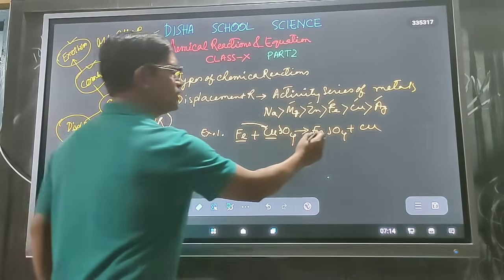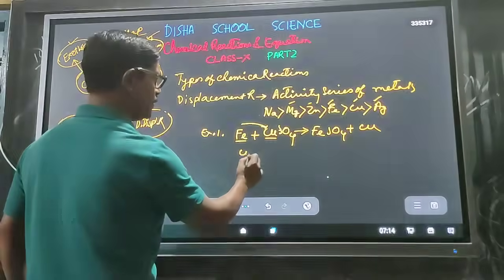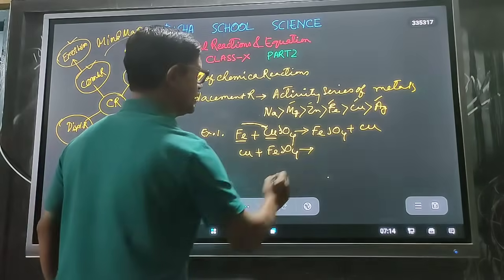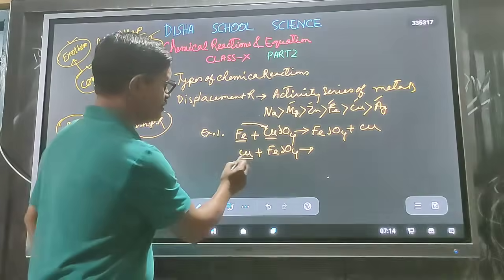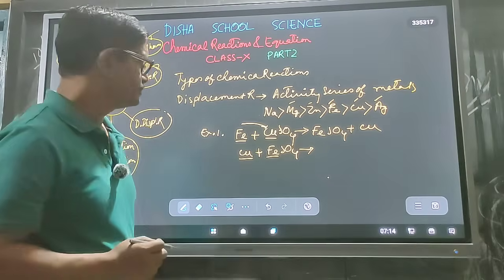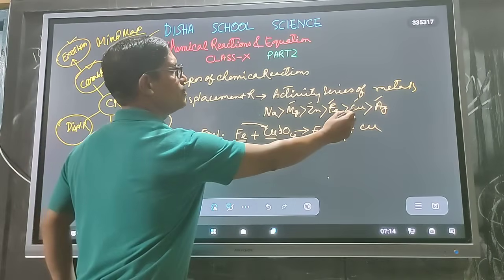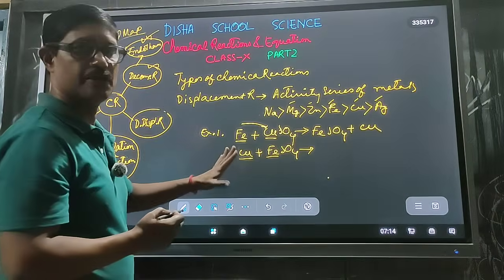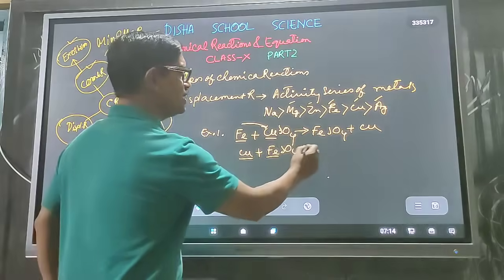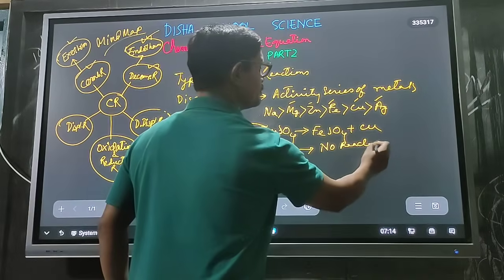So if you write this reaction in the reverse way, say copper plus iron sulfate. If we compare the activity of copper and iron, and iron sulfate is in the solution, copper should displace iron, but copper is less active than iron, so it cannot displace iron from its solution. So ultimately, what will happen? No reaction will happen. No reaction.